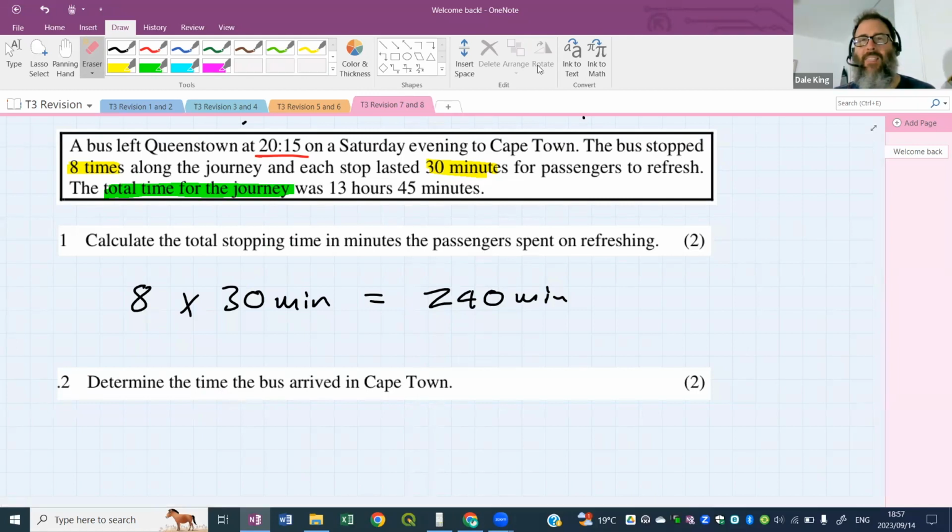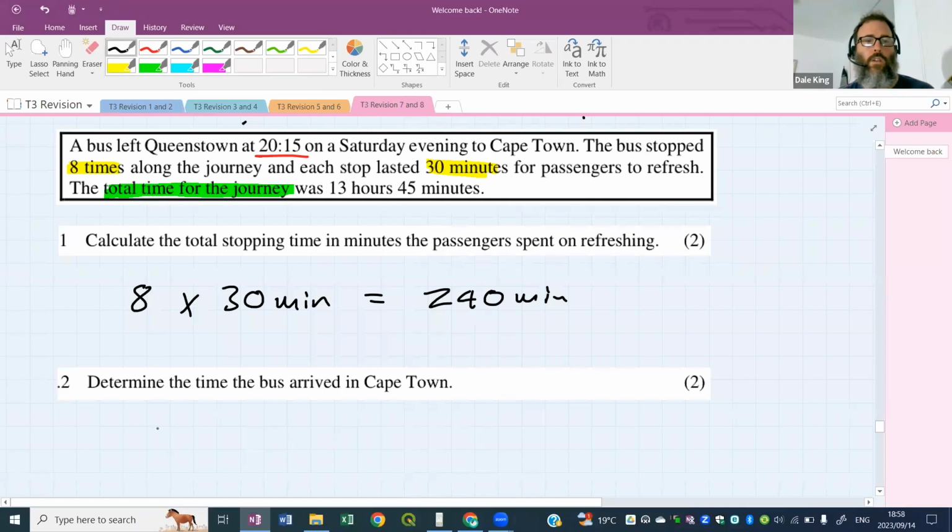The total time for the journey was 13 hours 45. I think that's including the stoppage, right? That's how I interpret it. So I don't think we need to add on the stoppage time. I think that's included in the 13 hours and 45. And for 2 marks, I think we just need to work out 13 hours and 45 minutes of travel. What time does that take you to? I think that's what they mean here.